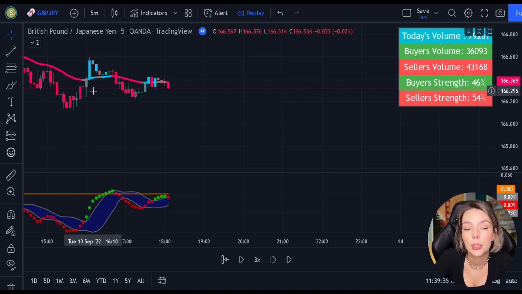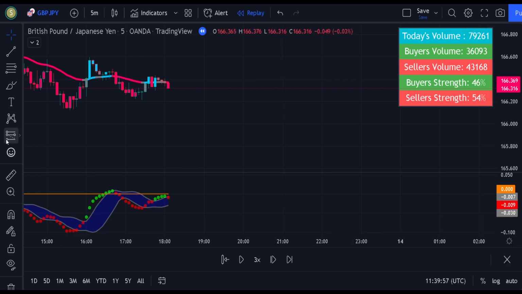By the way, here is an example where the signals wouldn't be valid. And finally, we're looking at the volume indicator for a third confirmation. We've seen that the seller's trend is greater than the buyer's trend, and this gives us the confidence to enter a short trade.